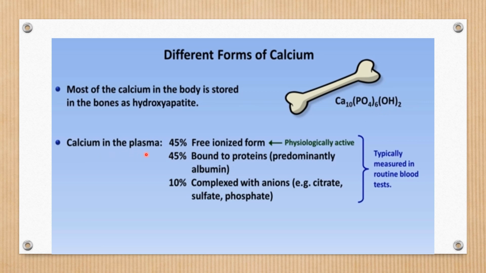Calcium is also present in plasma. About 45% is present in free ionized form. Similarly, 45% is bound to certain proteins, specifically albumin, and 10% is complexed with various anions like citrate and sulfate.